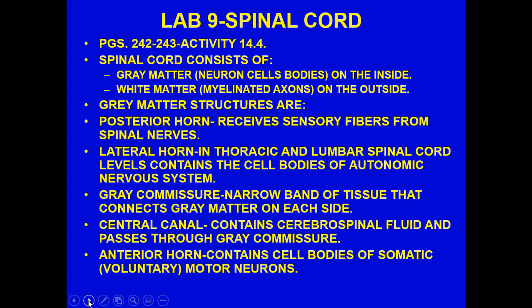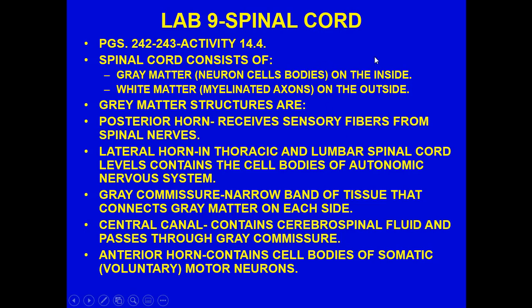Now, this is where we get into 14.4 to 14.7. Let's talk about the spinal cord for a few minutes. The spinal cord consists of gray matter, which is neuron cell bodies, usually located more on the inside, and white matter, which consists of heavily myelinated axons, sort of on the outer edges of the spinal cord.